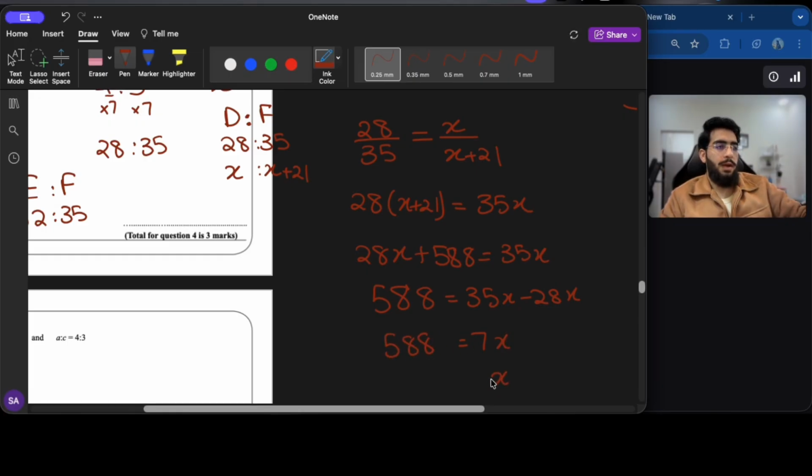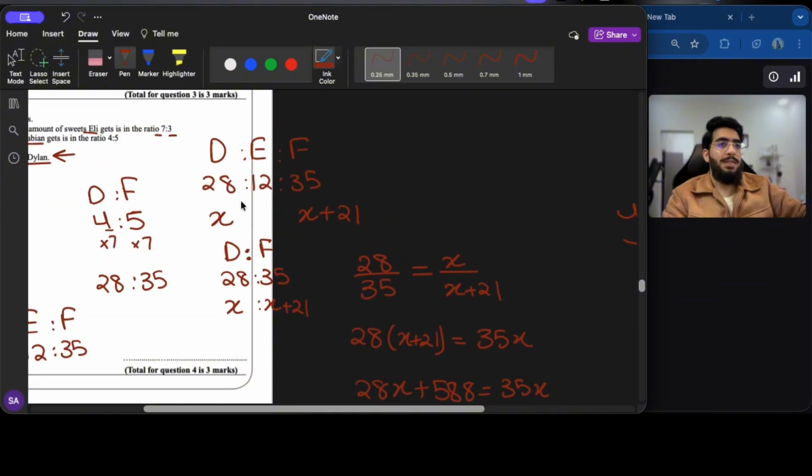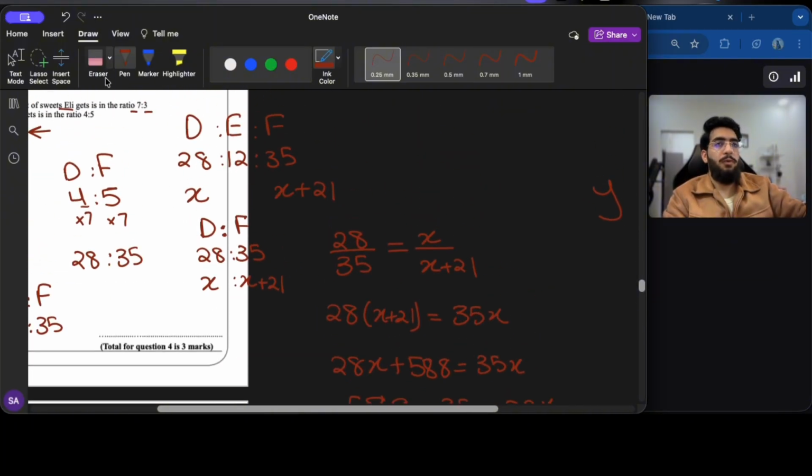Now in order to find out the value of x, we'll just divide. So 588 divided by 7 would make it 84. So we know that x is 84, which shows that what this D person was getting was 84. We can remove this x and write 84 here, and remove x plus 21 over here, and do 84 plus 21. That's just 105.